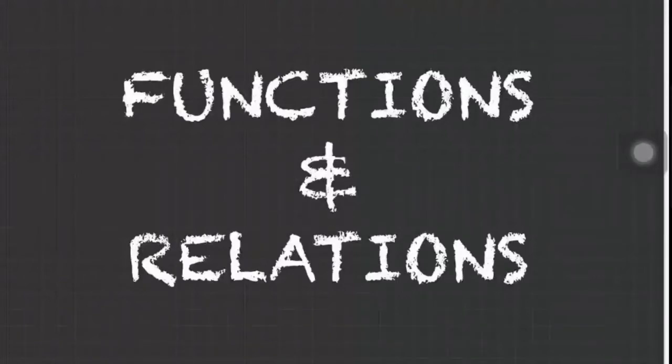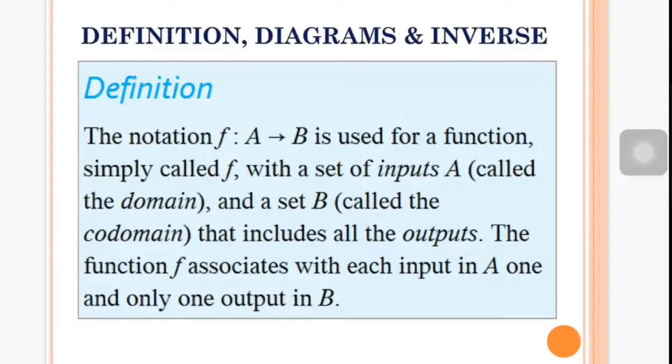Functions and relations: definition, diagrams, and inverse. The notation f: A to B is used for a function. It is called f with a set of inputs A. The input set A is the domain and the output set B is called the codomain. The function f associates with each input in A one and only one output in B.